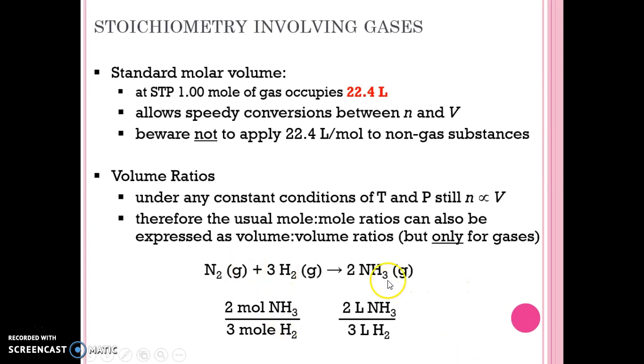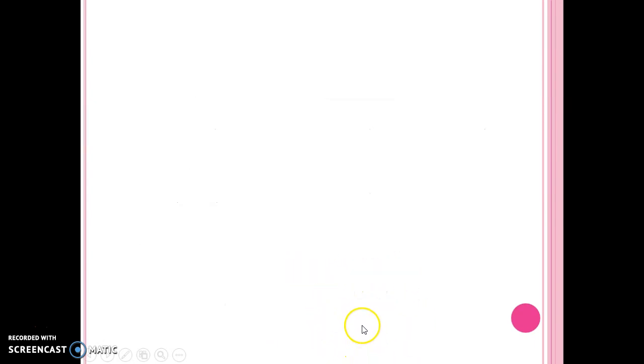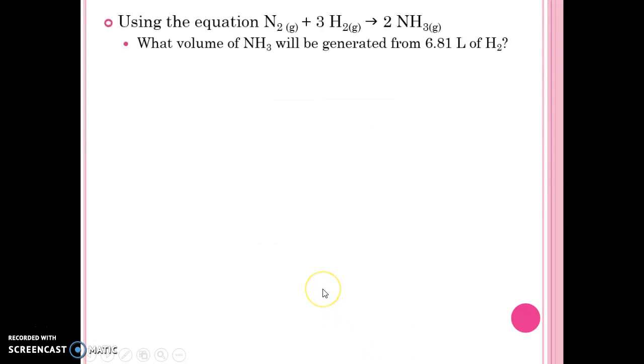So here's the equation that these two ratios are coming out of. Here's the traditional mole ratio that you know, 2 moles of ammonia for every 3 moles of hydrogen gas. But since they're both gases under the same conditions, I can establish a volume ratio as well. So here's a sample problem, or several, to let you do that. Read the question, stop the video, and give yourself a chance to try and solve it. What volume of ammonia will be generated from 6.81 liters?